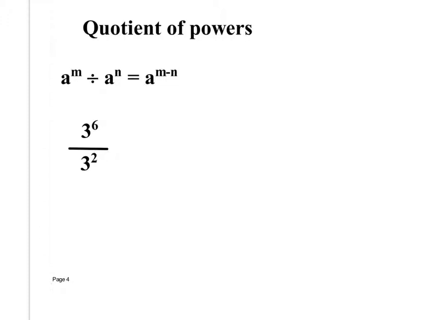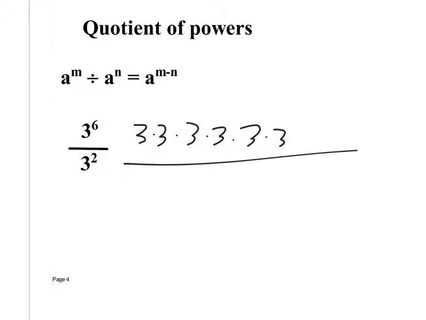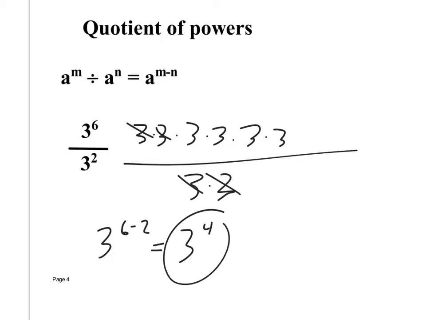So 3 to the 6th, we're all going to write this out, just so we can see how this works. 3 to the 6th divided by 3 squared. When you're dividing, if you see things that are exactly the same, you can cancel them out. So that 3 would cancel out. That 3 would cancel out there. How many 3's do I have left? 4. So if we're dividing, we do 6 minus 2, that gives me 3 to the 4th power. So that's my answer. So that's how that works.